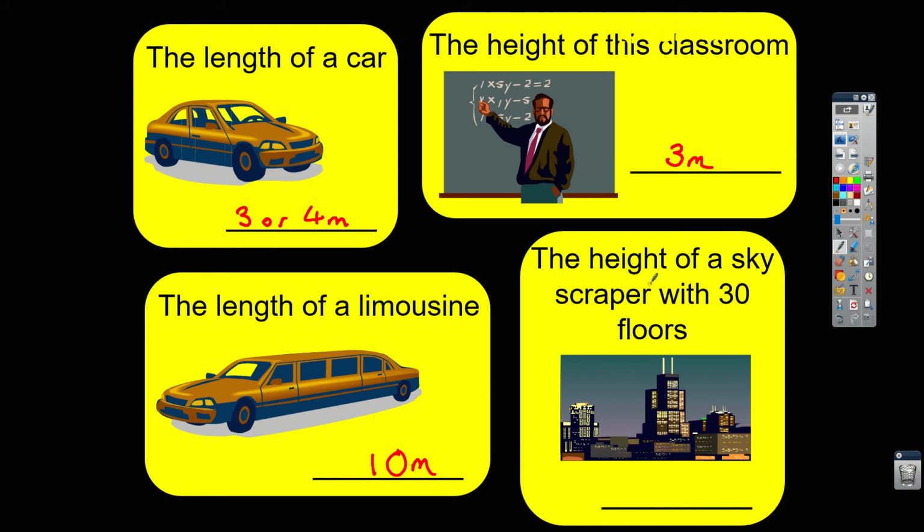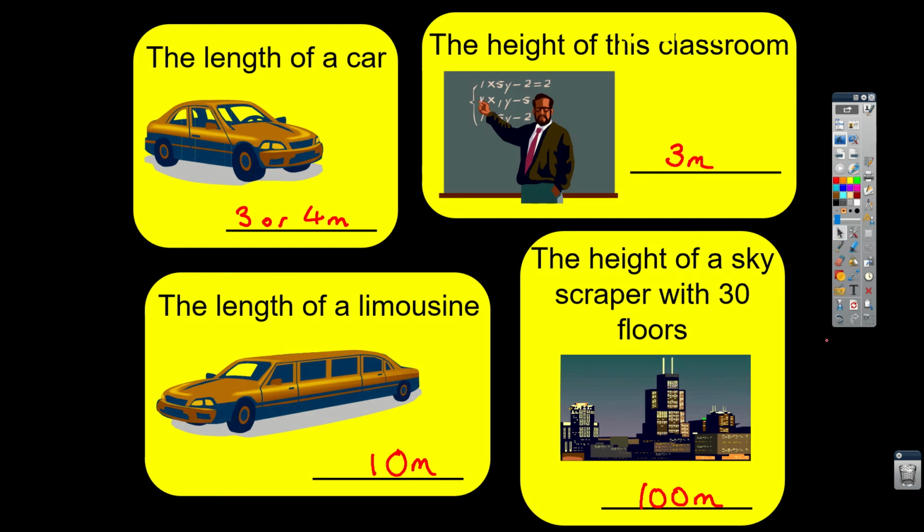And then a skyscraper with 30 floors is going to be considerably bigger. If we've said that the height of a floor is going to be about 3 meters, let's say, then if we've got 30 floors, 3 lots of 30 is about 90 meters. So maybe extending it a bit longer makes it about 100 meters tall. And that's a good estimate. Okay, so that's just starting off using some estimations of how long things are.